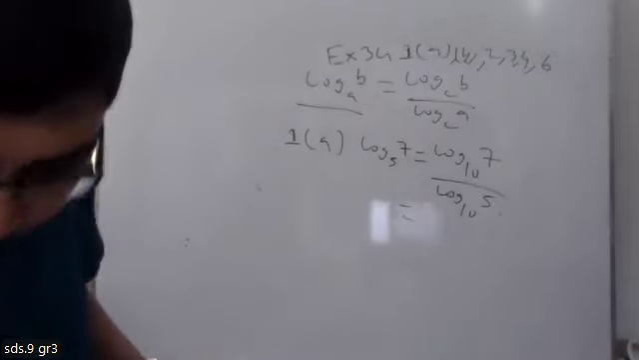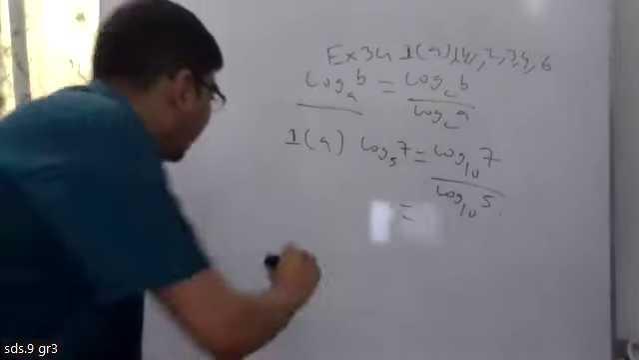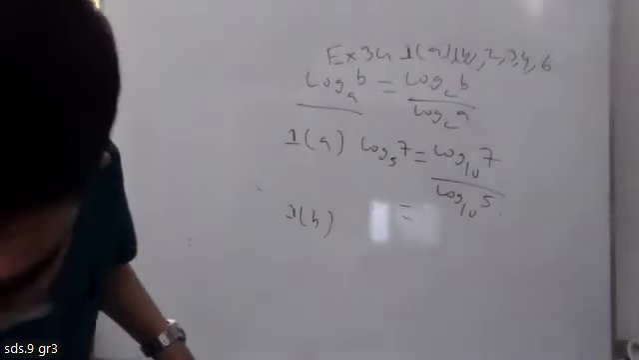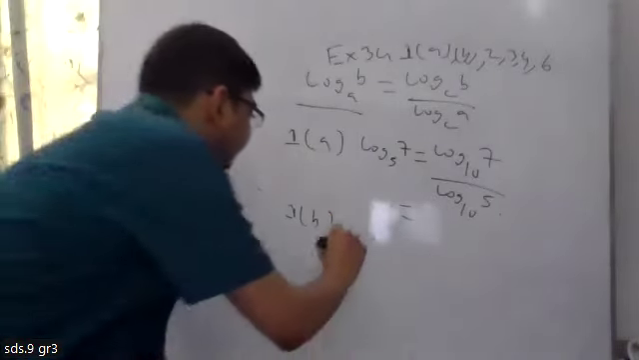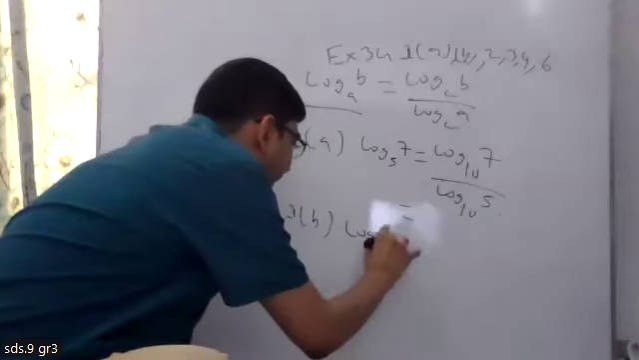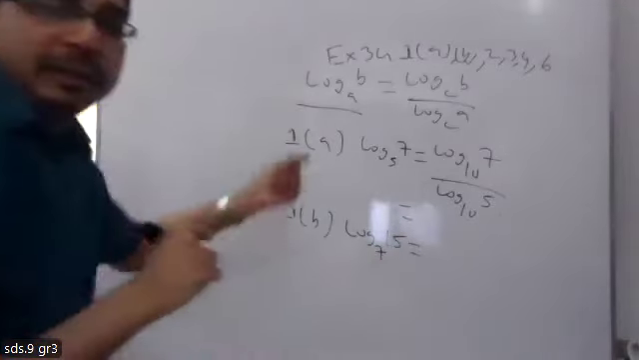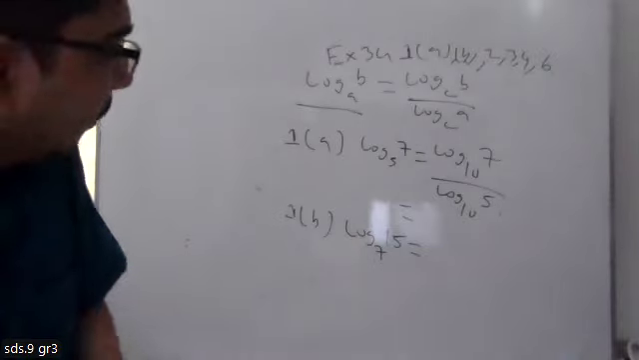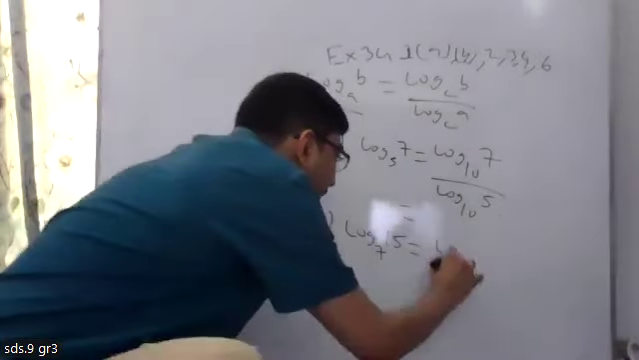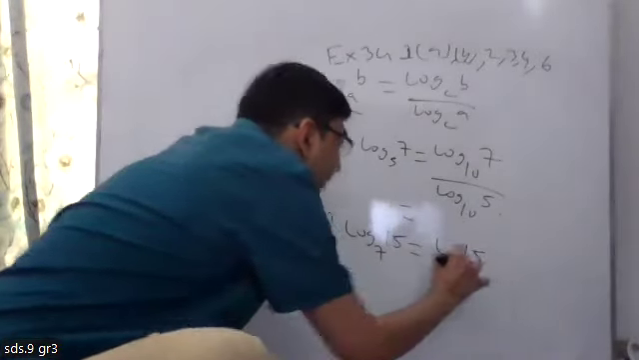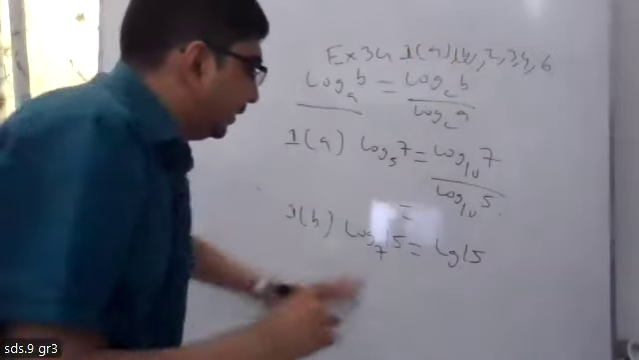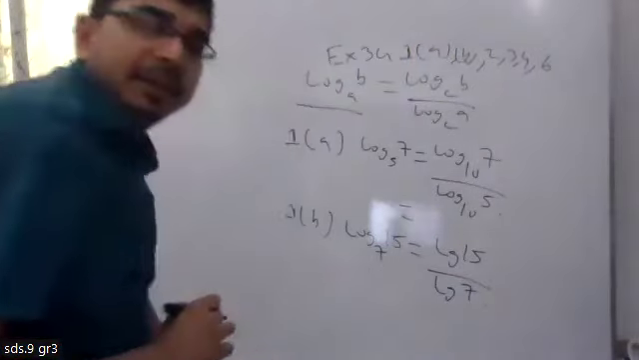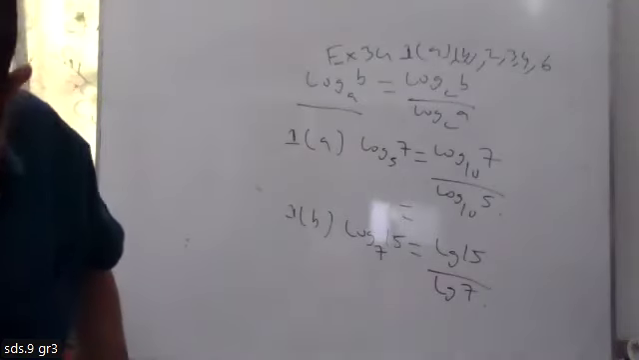Let's look at question number 1B. 1B is also very easy. So they are saying log base 7 of 15. By the way, log base 10, we also write as just LG. That is sometimes called the common log. So this is log base 10, that is LG 15, divided by LG of the previous base, that is 7.